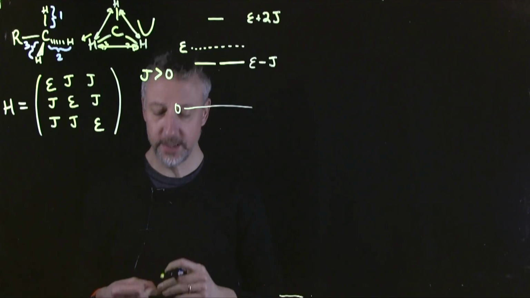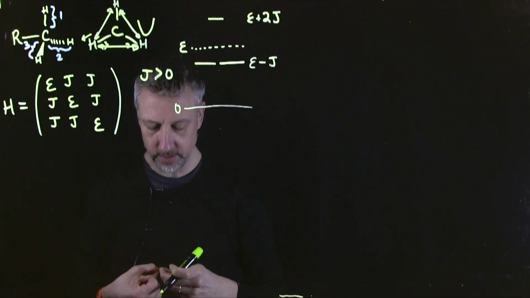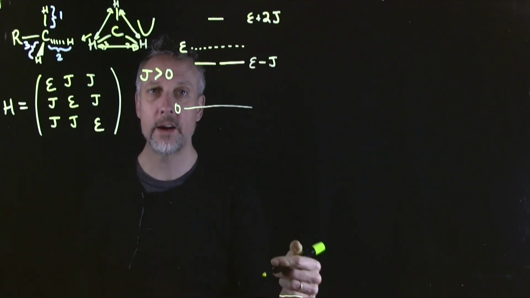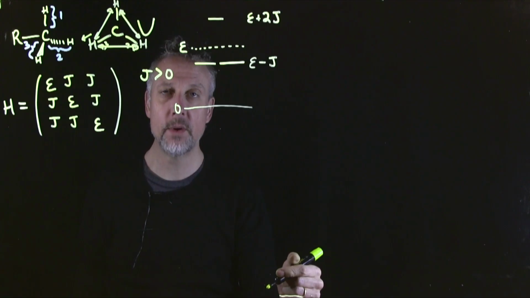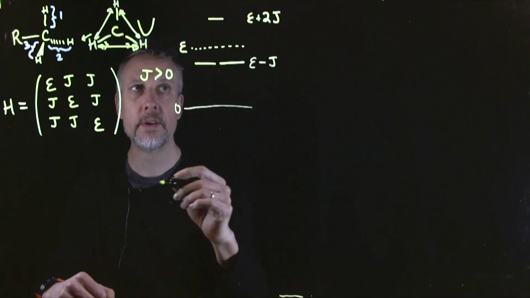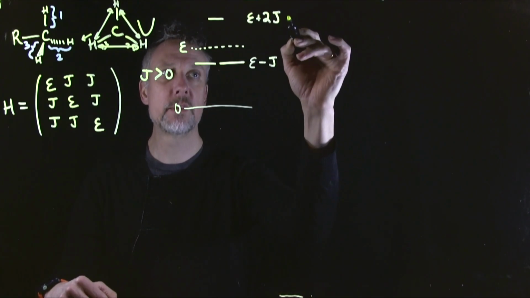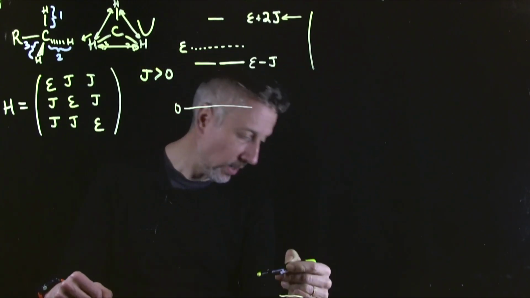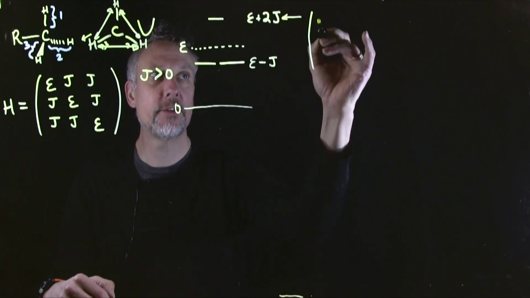Okay, so what you can see then is that the eigenvalues have this pattern. You have two low frequency modes and one higher frequency mode. Now let's look at what the eigenvectors are. All right, so the eigenvector corresponding to the highest energy state, in this case where j is positive, is the symmetric stretch.